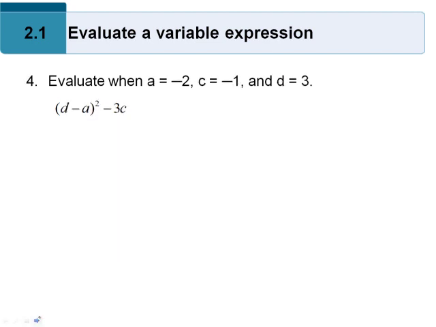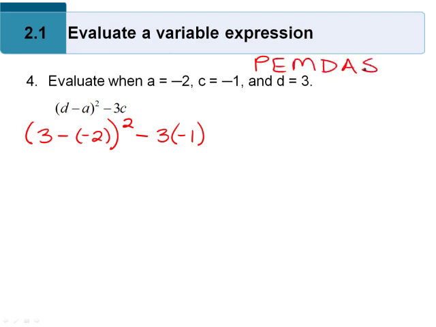All right, so number 4 here, it says evaluate when a is -2, c is -1, and d is 3. So we have d minus a, the whole thing squared. So let's see, d is 3 minus a -2, the whole thing in parentheses squared, minus 3 times -1, because c is -1. So it helps if you make the parentheses around the -2 a little bit smaller, because then you can kind of see that that's inside that big set of parentheses. So that's where we're going to start our order of operations, is we're going to start with 3 minus -2, just the operation in the parentheses.